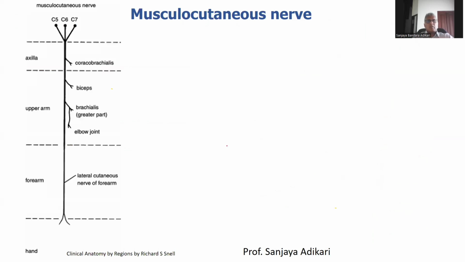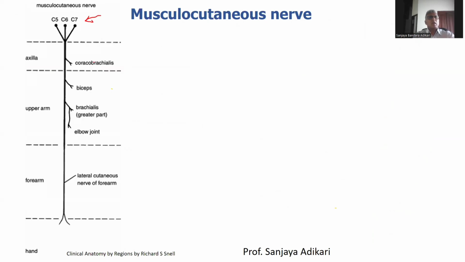A few things about the four main nerves. This is from Richard Snell. It's a very nice diagram. I like it. It summarizes the four nerves very nicely. So, musculocutaneous nerve, you can see here starting from C5, 6, 7.